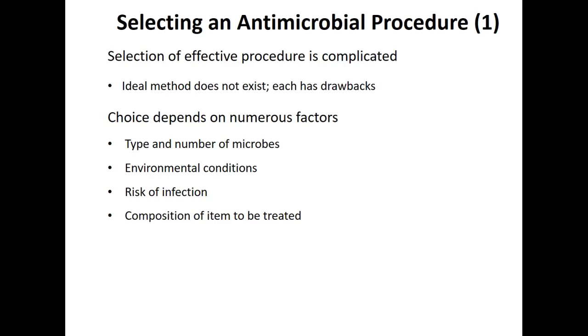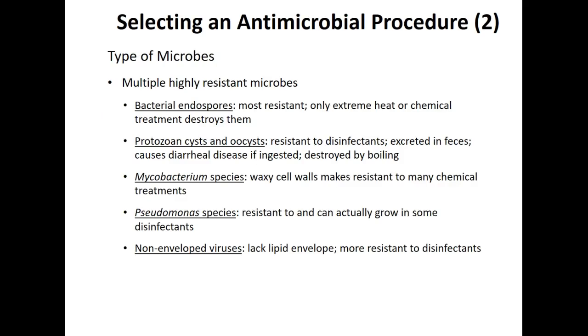These factors include things like the type and the number of microbes, the environmental conditions, the risk of infection, along with the composition of each item to be treated. So we'll take a look at each one of these factors individually and expand a little bit upon how they are going to influence our choice of antimicrobial procedure. First, the type of microbes.